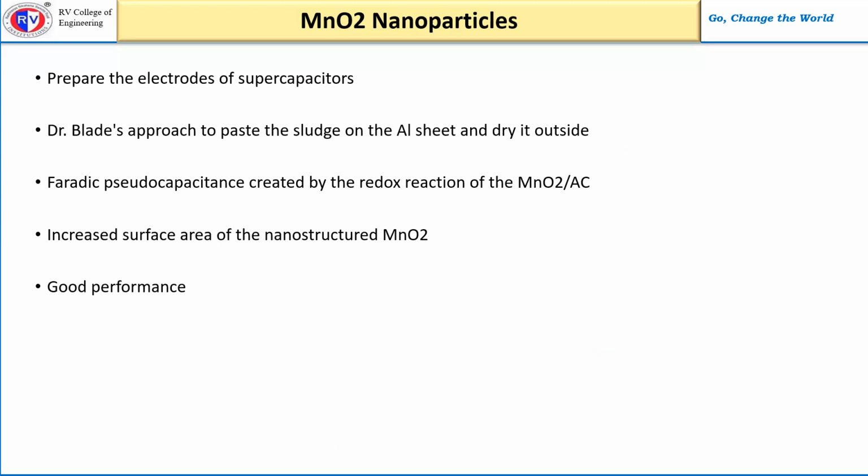Then in order to create the electrode, the doctor blade approach is used to paste the slurry on the aluminum sheet and dry it outside. So they are dried in the oven for about 1 hour at around 80 degrees Celsius. So the next step is assembling supercapacitors.